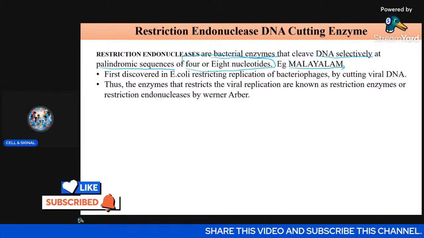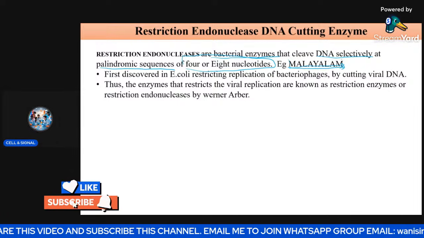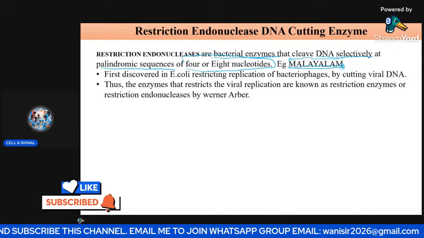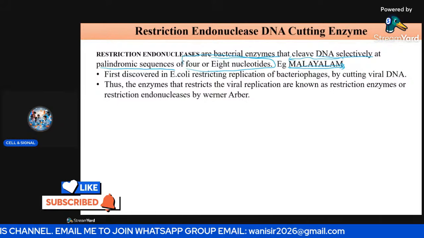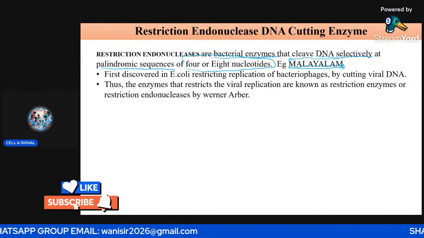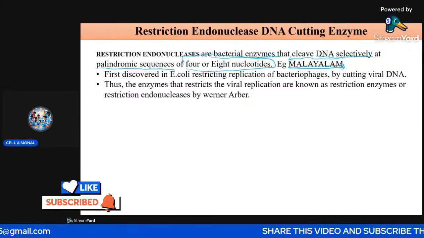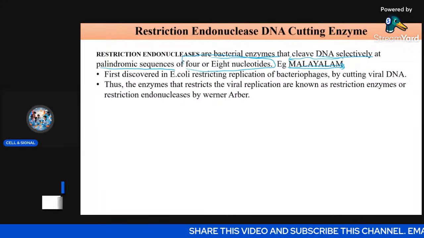Now if we read this Malayalam from this side, we can easily understand that it can be read from the backward and forward side. That is called a palindromic sequence, and this palindromic sequence can be of 4 or 8 nucleotides.